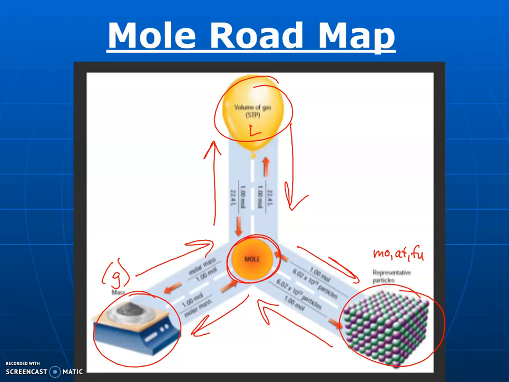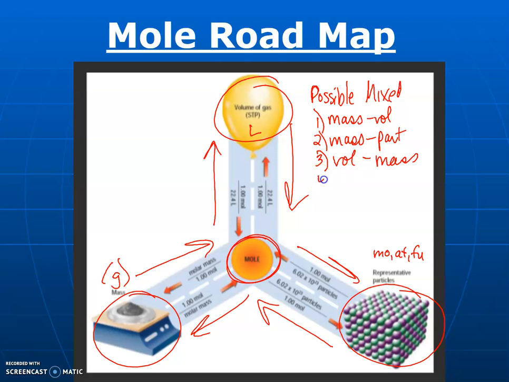We might use one or two of any of these. This mole roadmap tells you that we could have different possible mixed problems. You can have a mass volume problem, where the first part is mass and the second part is volume. You can have a mass particle problem, a volume mass problem, a volume particle problem, a particle mass problem, or a particle volume problem.